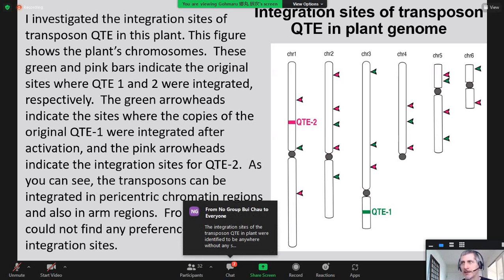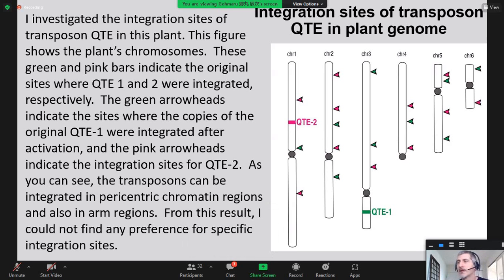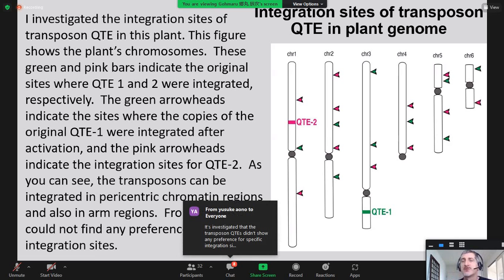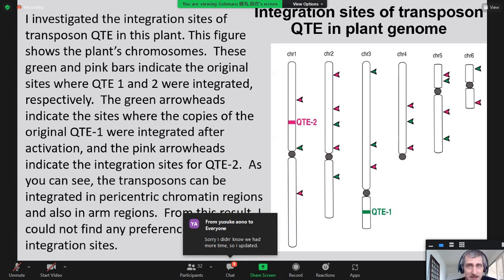For example, "I wondered if there is any specific characteristic to the preferred integration sites of QTE. So to find out, I compared QTE1 and 2 integration sites." That way you don't give us the answer, but you give us a clear indication of what kind of data we're going to get, and we have a good listening goal for how to get the answer.